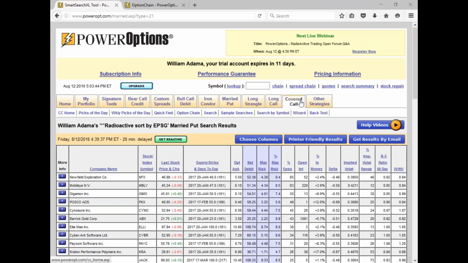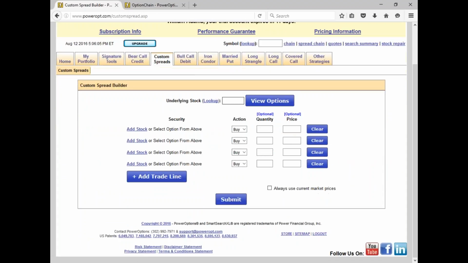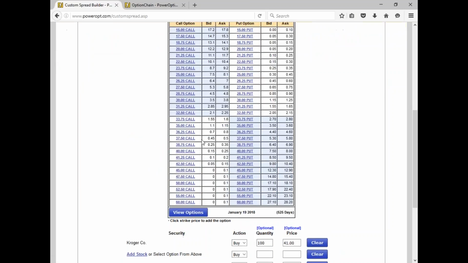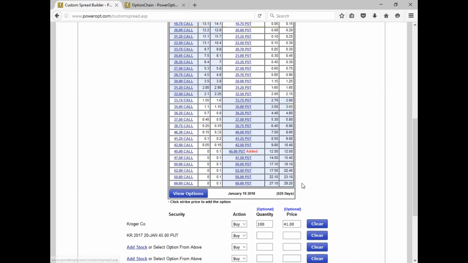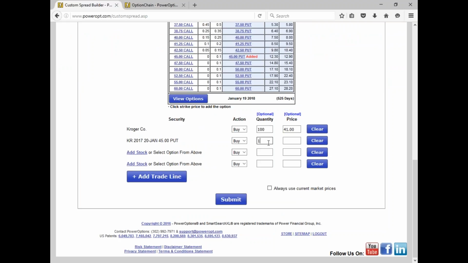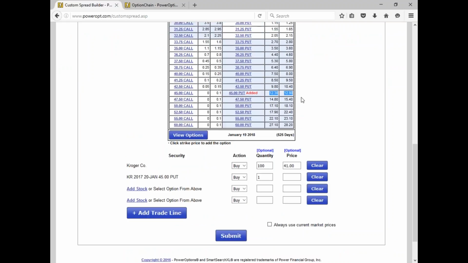Okay, here's what I'm going to do. Let's go to the custom spread tool once again. I'm going to type in KR, Kroger. I'm going to say that I bought 100 shares of Kroger at $41. At the same time, I bought a January 2017 45 put. You see, even the deep in the money ones here, 12.30, 12.90, it's only a 60-cent bid-ask spread. I could easily probably get 12.60 or 12.40 for that without any problem. I know that's not the kind of thing you're talking about, but I'll get to that in a moment. Okay, let's say I paid $6.20 for this, roughly.